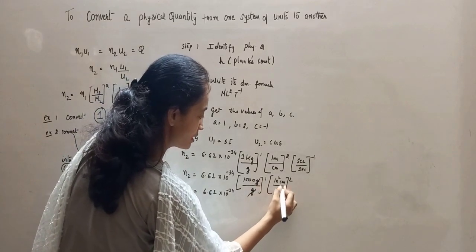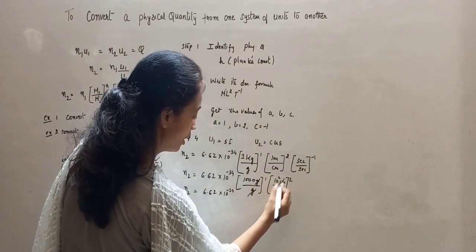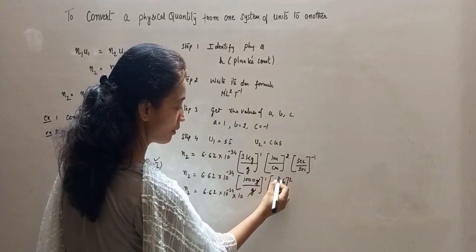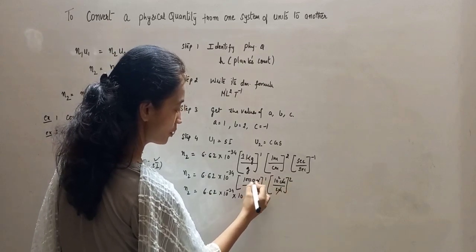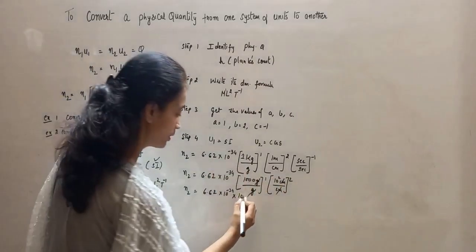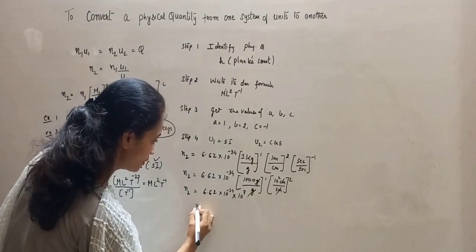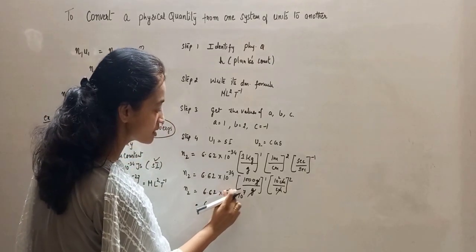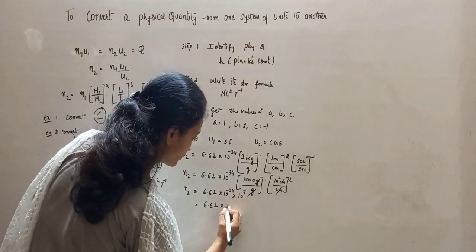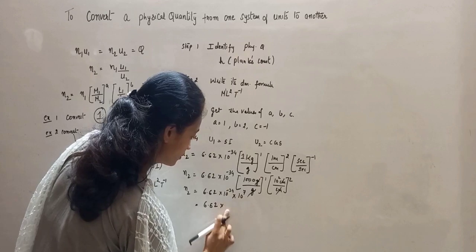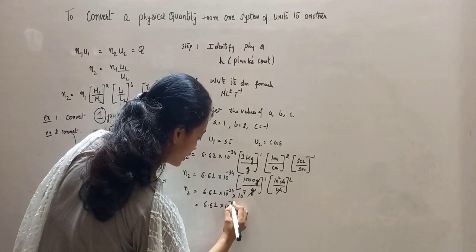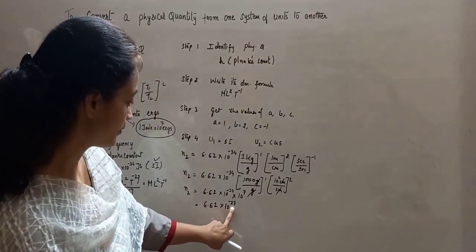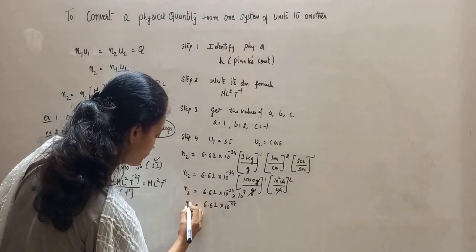Grams get simplified, centimeters get simplified. This is 10 to the power 7: 10 to the power 3, which is 1000, and 10 to the power 2 into 2, which is 4. So 10 to the power 3, 10 to the power 4, gives 10 to the power 7. So simplifying, what I am getting is 6.62 into, this is minus 34 and this is 10 to the power plus 7. So this is minus 27.